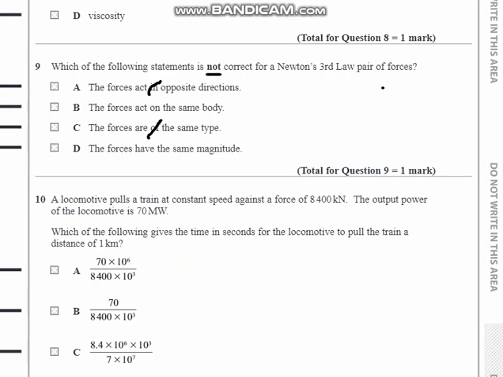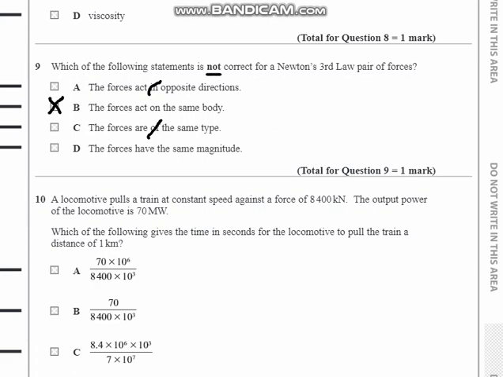Now, if you remember, these types of questions are repeated in every past paper. So what we'll do is we'll see that Newton's third law states that when two objects interact, they apply equal and opposite forces. So you can say two objects. So the forces act on the same body? They can't act on the same body. There have to be two different bodies. So our option is B. And we are done with the ninth question.